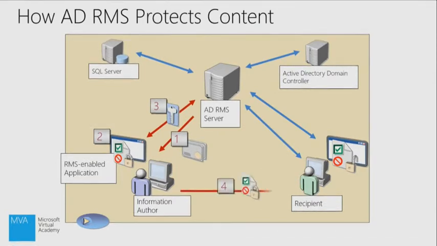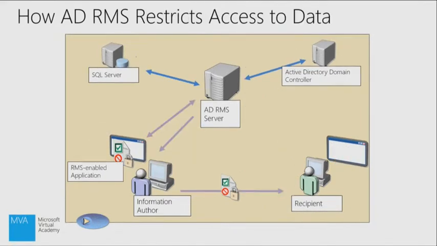Once that's done, the ADRMS protected content file is sent to the recipient. I send it to somebody, I publish it somewhere, and it sits waiting to be read. In the next step, once that's done, how do we restrict access to that data? What happens on the recipient side? The recipient receives the file and opens it.